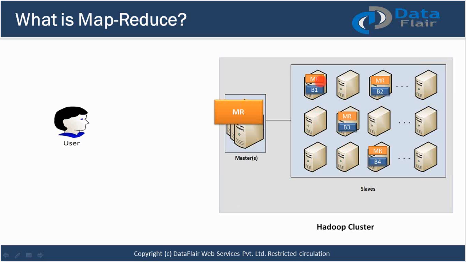Another important point, guys: at any point of time, suppose this machine is down, this machine fails, or the particular process that is processing block 1 fails, no issues. The master will reschedule that work on another slave. Suppose block 1 is available here as well. So the master will ask this slave to process block 1.